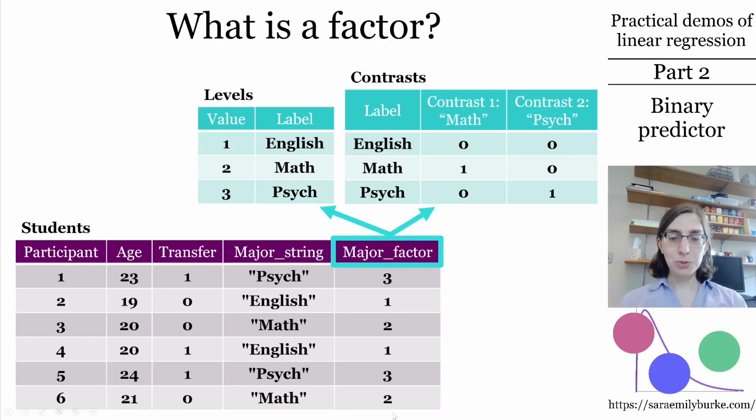So these are not actual numbers. 3 is not 3 times as much as 1. They're being stored as integers in order to make it easy to look them up in this table, but R understands, because it's a factor, that they're supposed to be categories.